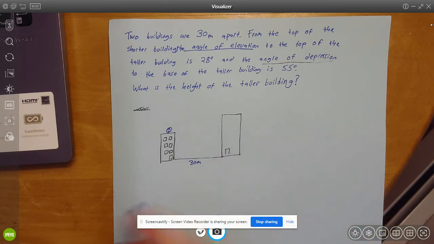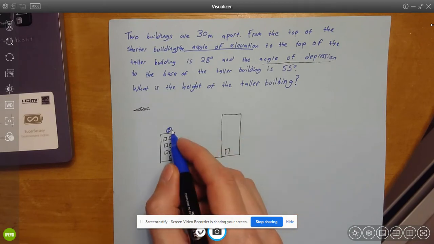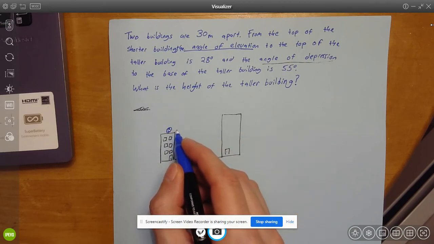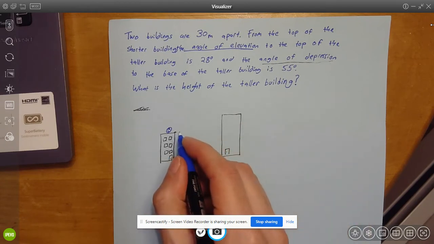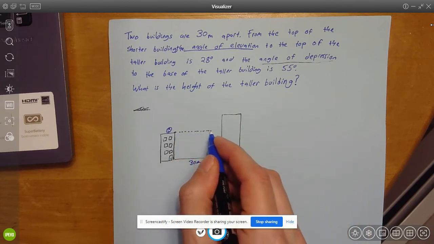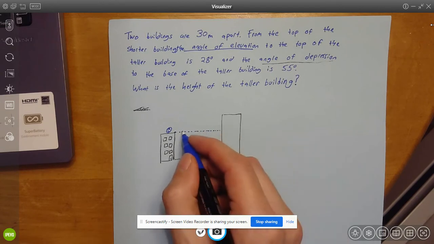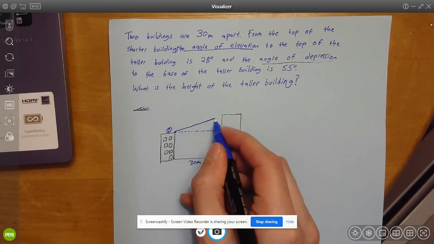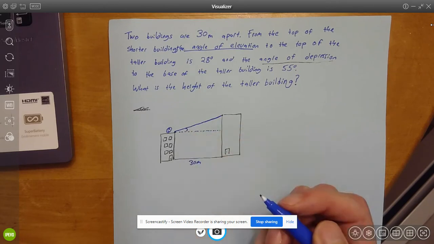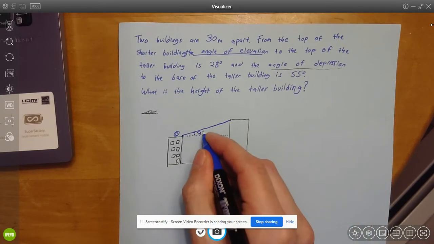So in class, we talked about the angle of elevation is how much we'd have to rotate our eyes from horizontal up to see something above us. So if you think about looking directly across horizontally, if then I rotate my eyes up, that angle is our angle of elevation. So that angle here is 28 degrees.